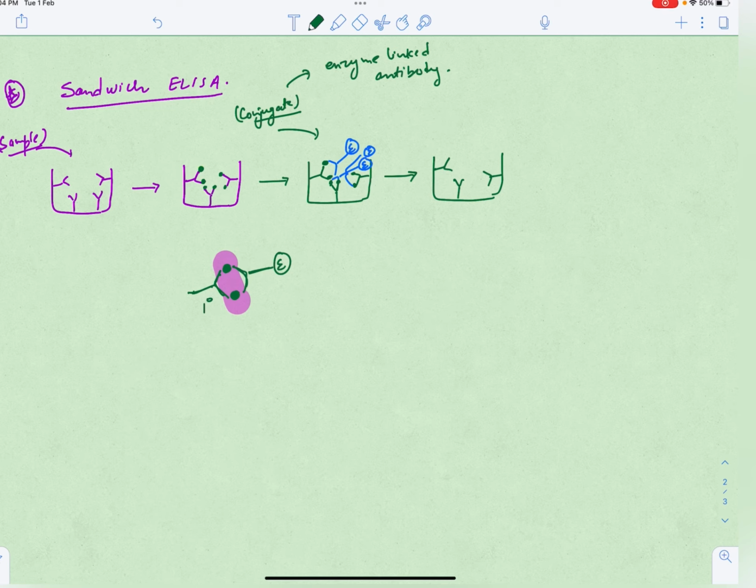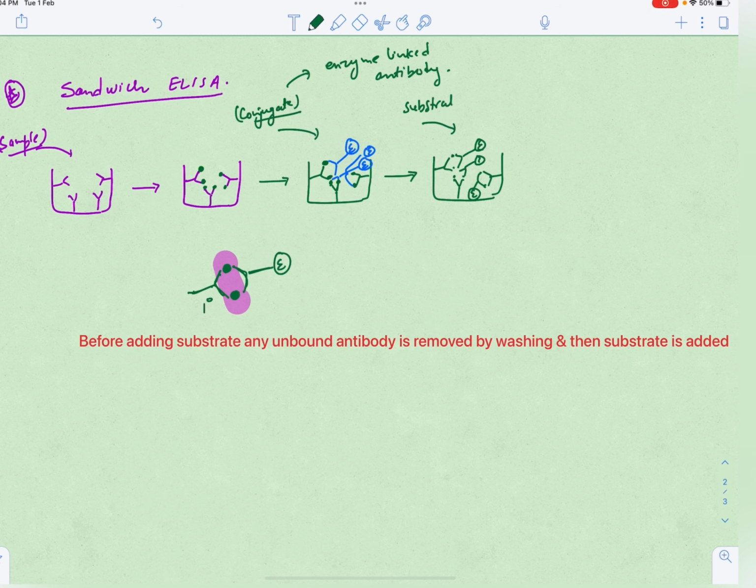Suppose in this sandwich ELISA, this method is most commonly used for detection of TSH. For estimation of thyroid stimulating hormone, which ELISA do we use? We use sandwich ELISA. So these are the antigens. This is the enzyme linked secondary antibody. After addition of conjugate and a certain period of incubation, you should add a substrate.